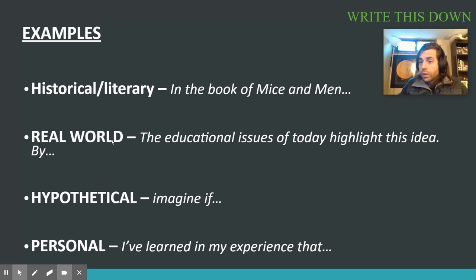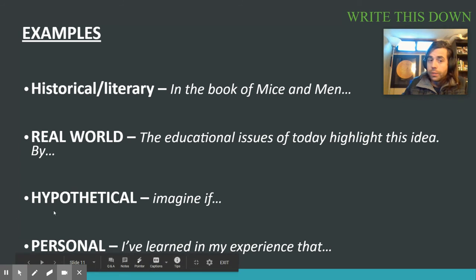Secondly, you could use some real world examples. If you're paying attention to what's going on in politics or education or technology, things that you've seen in the world today, use those to defend your idea. So if you don't have any historical or real world examples, you could jump into these other two.